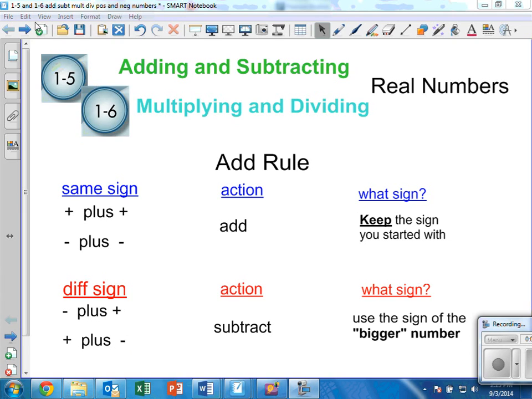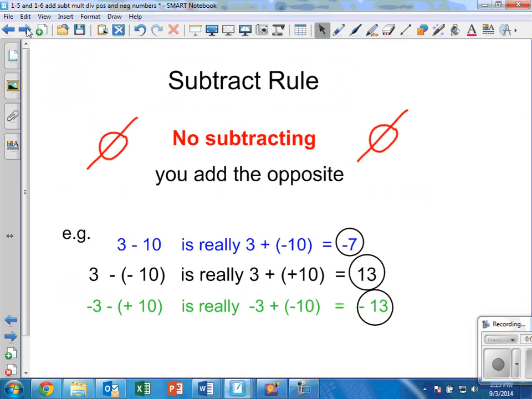Let's show an example on the next page when I talk about the subtract rule, what we do when we're actually subtracting. So if you got this page down, I'm moving on. If not, pause the video, complete your notes in 3, 2, 1, turn the page.